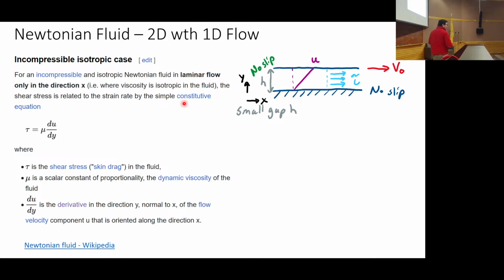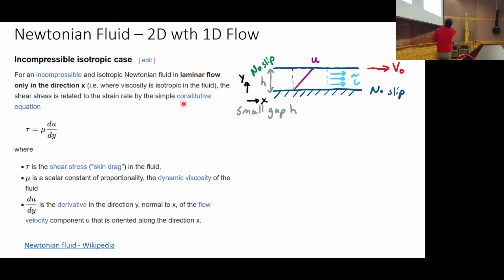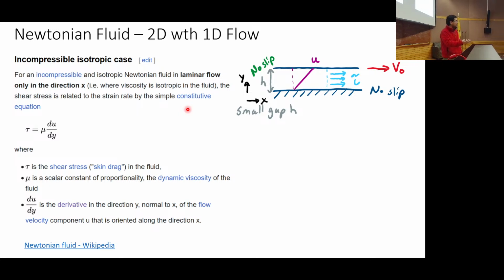That's right, the top plate is moving to the right. The bottom plate is stationary. What's your name? John. Okay. So John, what is the velocity profile across this gap?